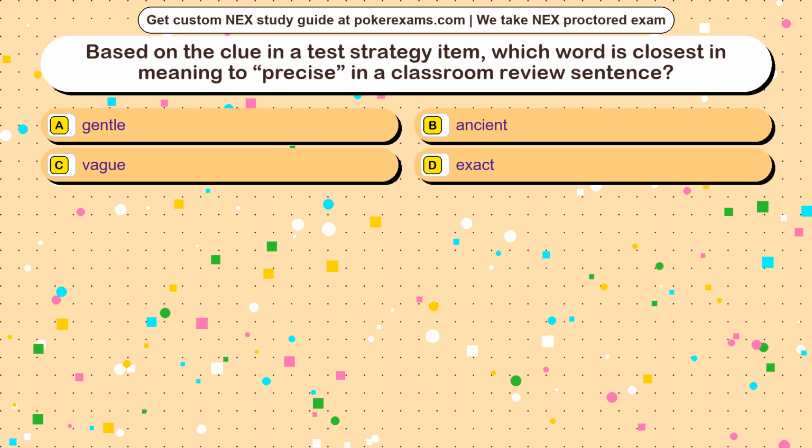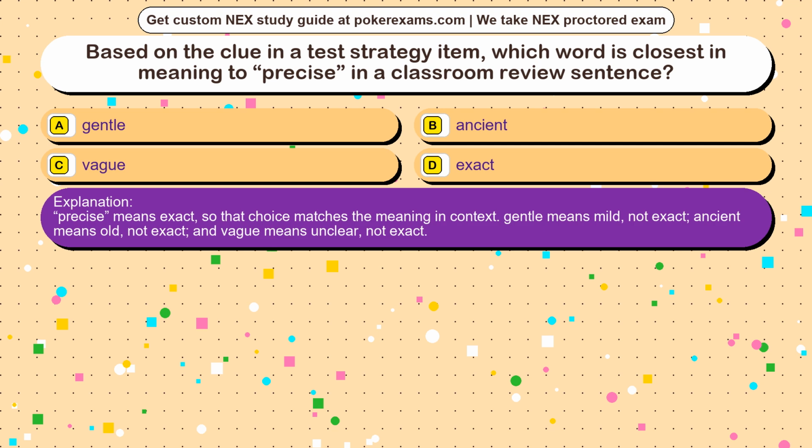The correct answer is option. Precise means exact, so that choice matches the meaning in context. Gentle means mild, not exact. Ancient means old, not exact. And vague means unclear, not exact.